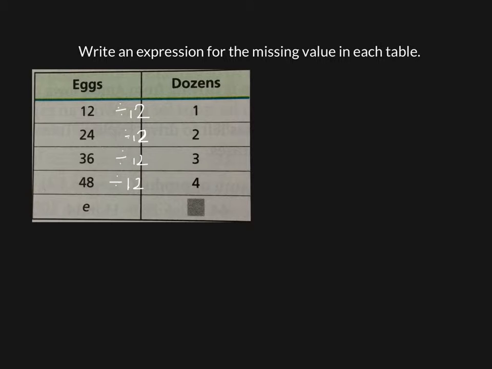So our expression is going to be E divided by 12. Now, could I write 12 divided by E? No, I could not, because the order matters when we're doing a division problem. So this would be the expression that I would use for this table.